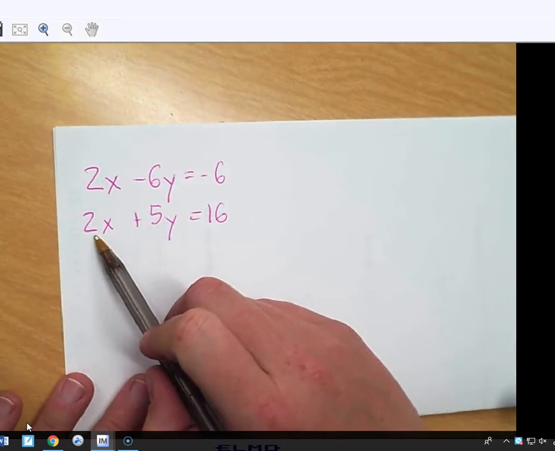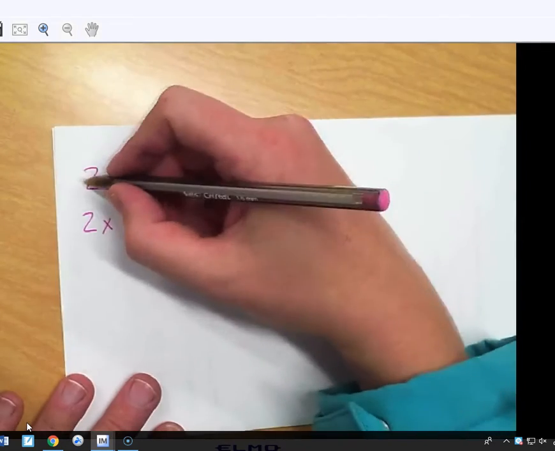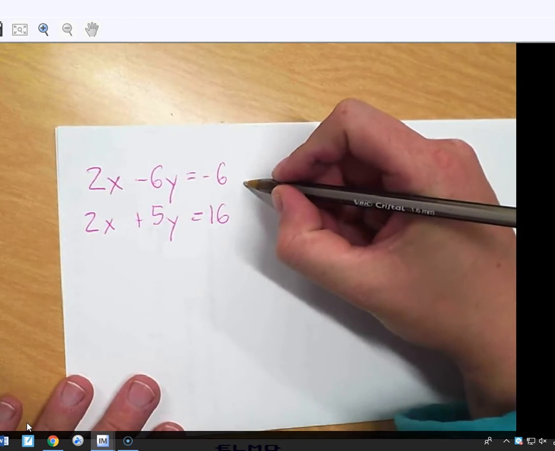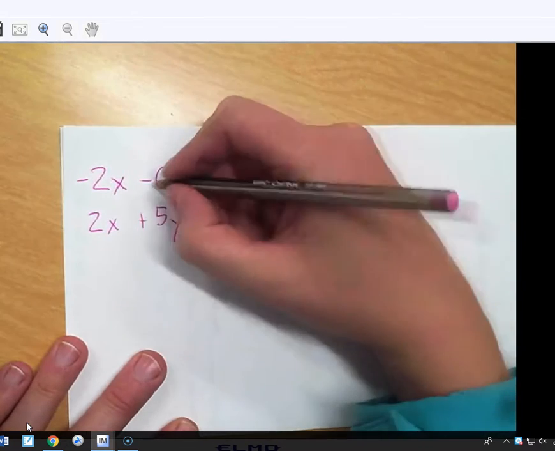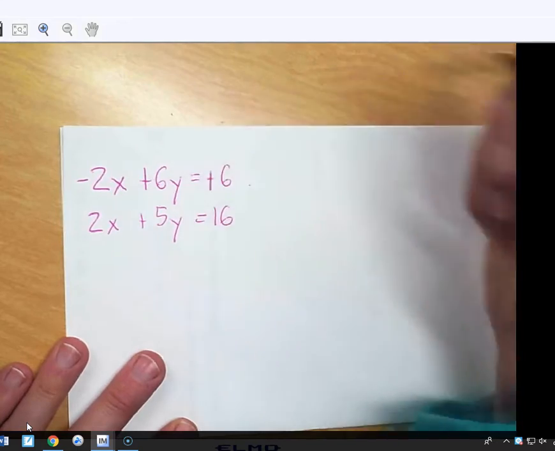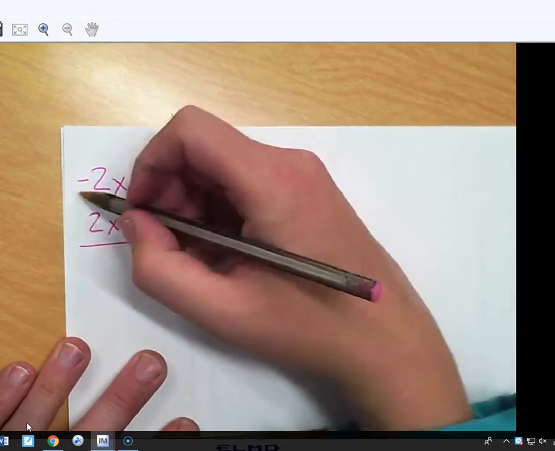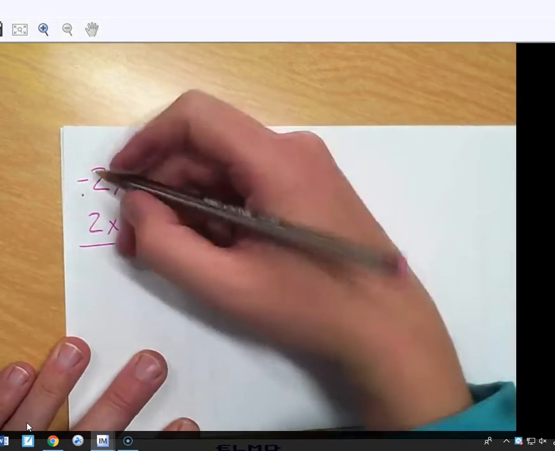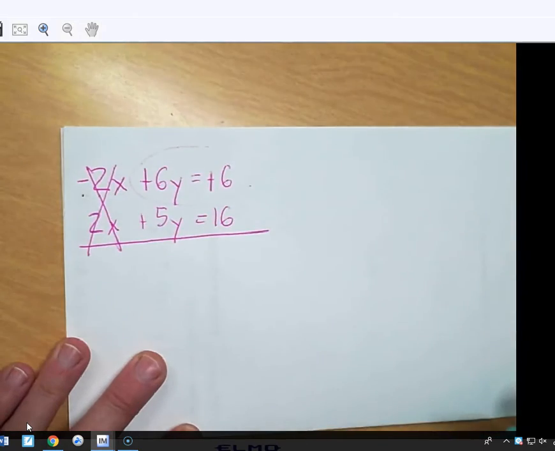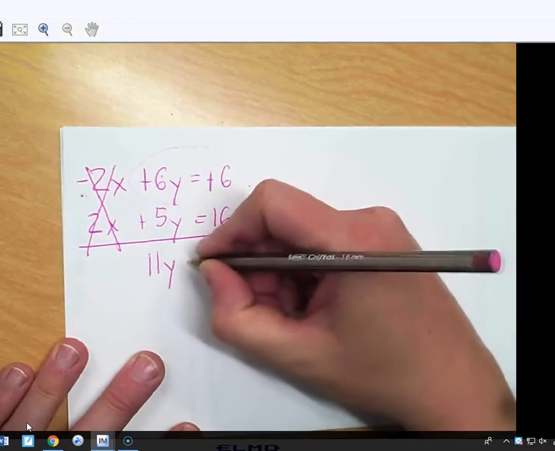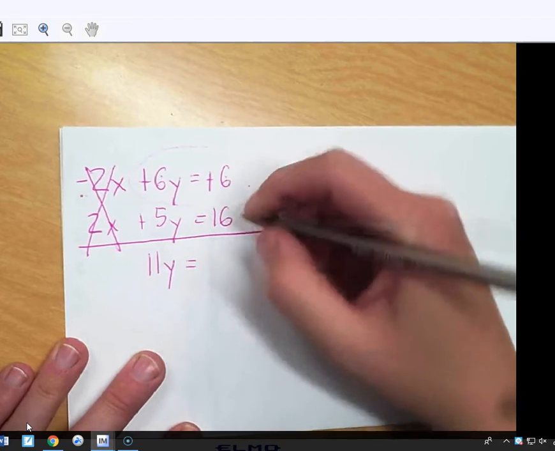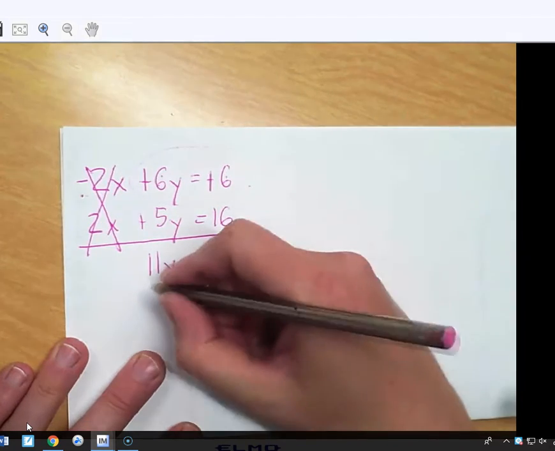We got the same number, but they're both positive. So I'm going to change every single number. I can change every single number because it's the same as multiplying by negative 1. So that becomes a negative, that becomes a positive, that becomes a positive. And I changed the top because I wanted to get rid of those negatives. Now, 2 minus 2 is gone. 6 plus 5 gives me 11y. 6 plus 16 gives me 22.